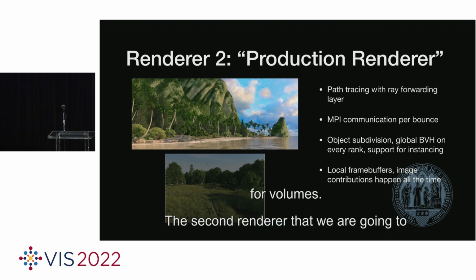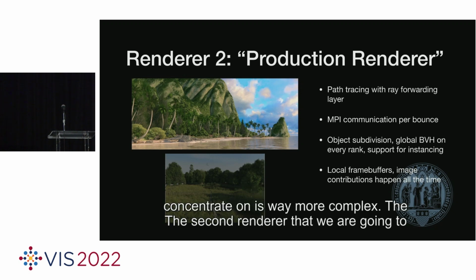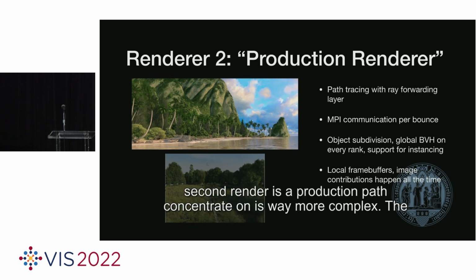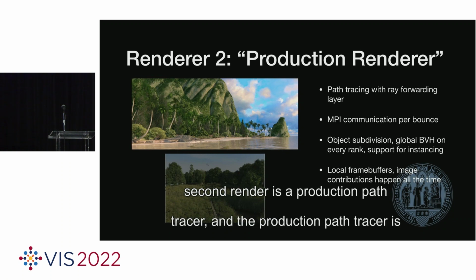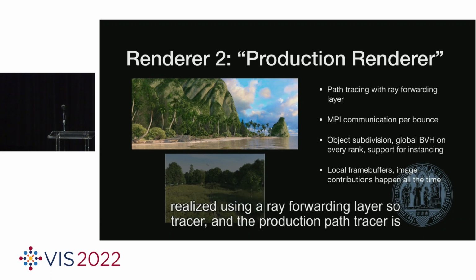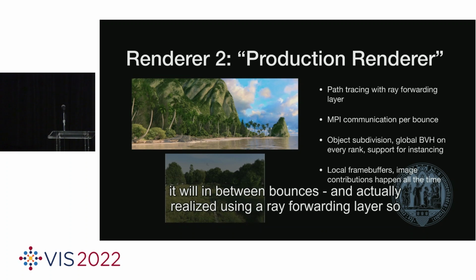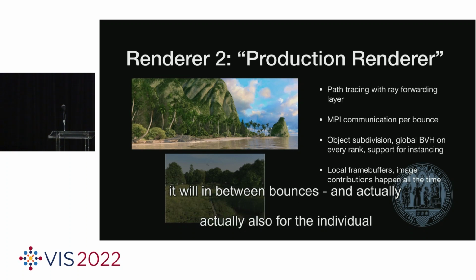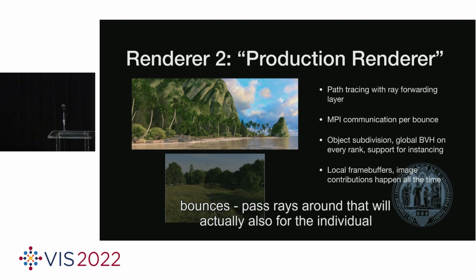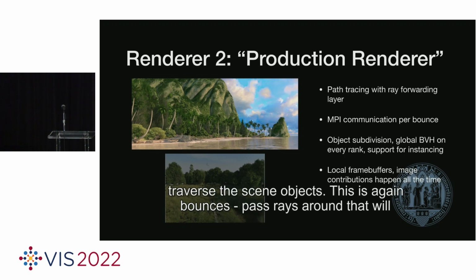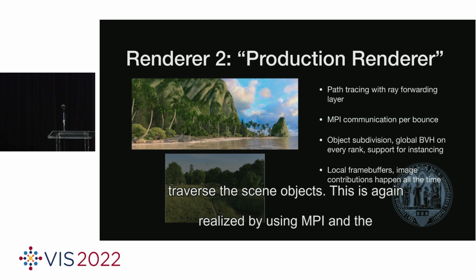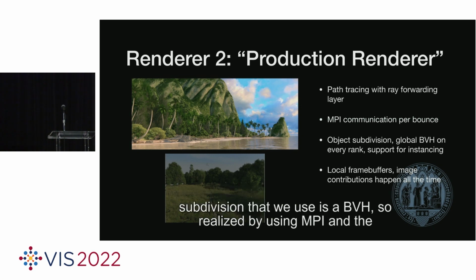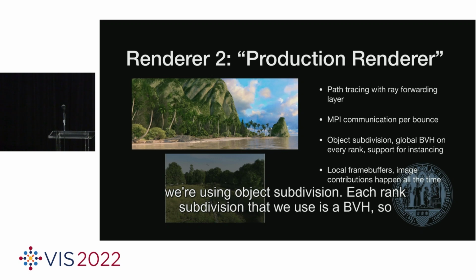The second renderer that we are going to concentrate on is way more complex. The second renderer is a production path tracer, and it is realized using a ray forwarding layer. So in between bounces, and actually also for the individual bounces, it will pass rays around that will traverse the scene objects. This is again realized using MPI. And the subdivision that we use is a BVH, so we're using object subdivision.